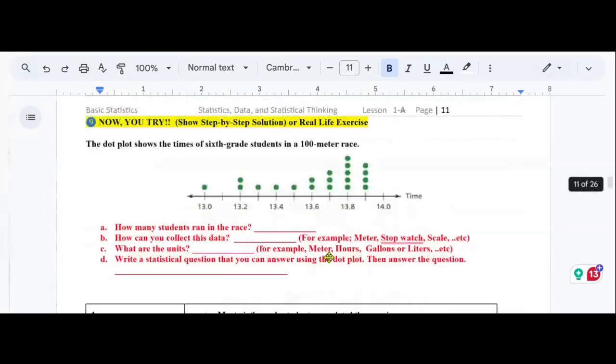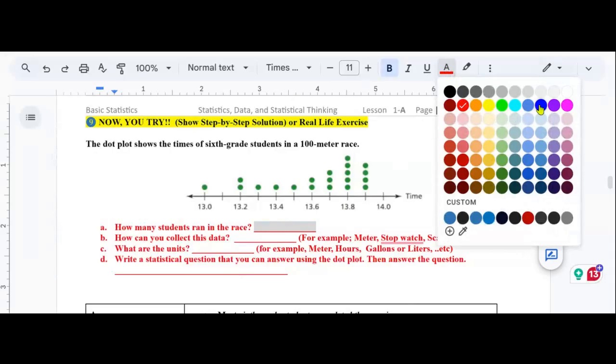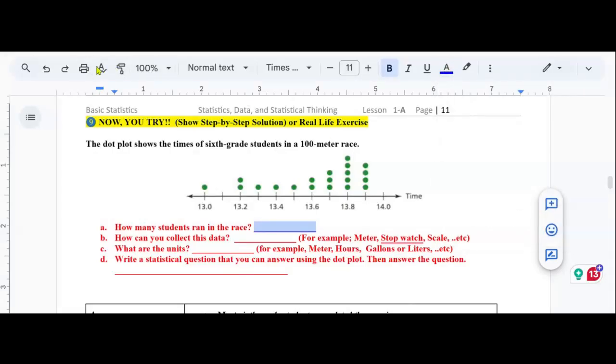Another one here. Can you do this? Yalla, do it on the paper. Yeah, how many students ran in the race? The dot plot shows the times of 6th grade students in a 100-meter race. They were running. So how many students?